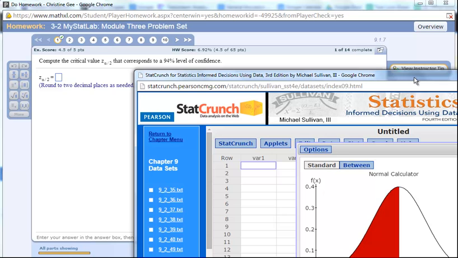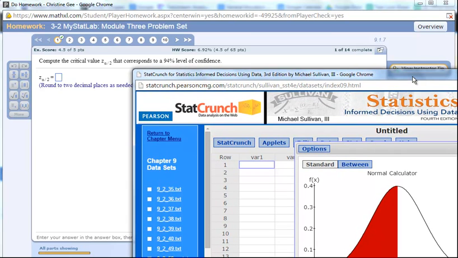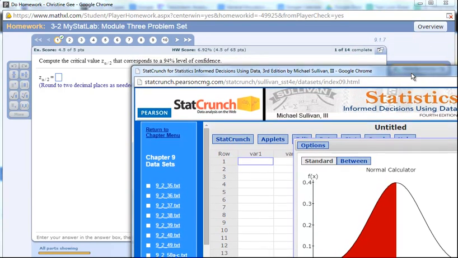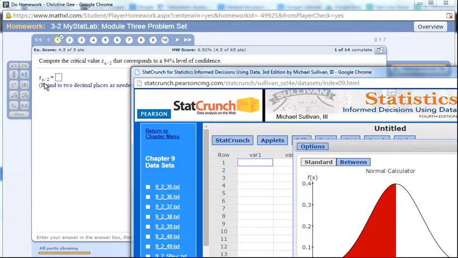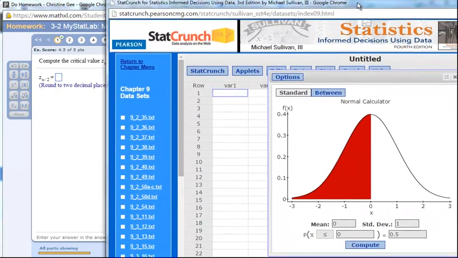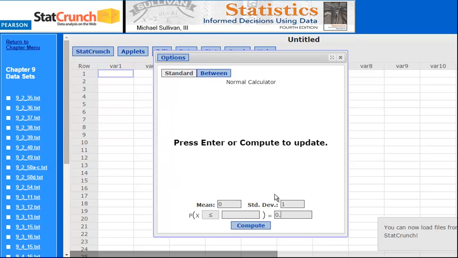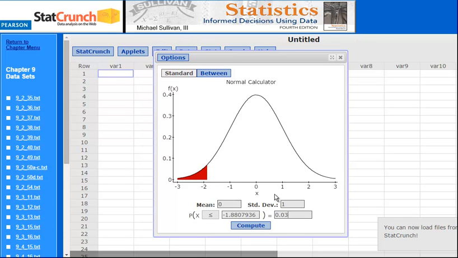So 94% level of confidence. What that means is there's going to be 6% outside of that, and that 6% would be this alpha right here, and we divide it by 2. Let's do that, and then we'll talk about it further. So 6% divided by 2 would give us not 0.5 but 0.03, because that's 3%, which is half of 6.